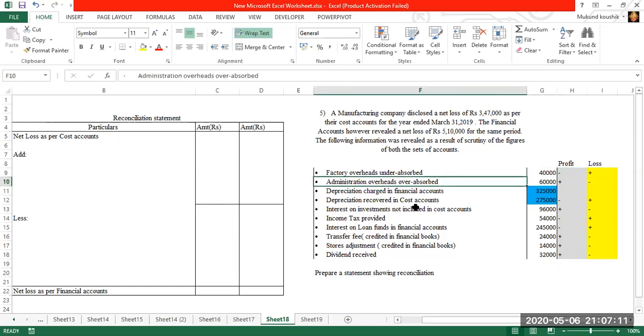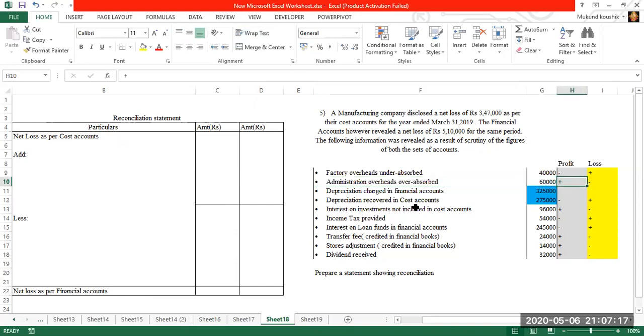Then again administration overheads over absorbed. So over absorption of overheads, what we are supposed to do, we will be adding normally when we have profit, but in case of loss we have to deduct.